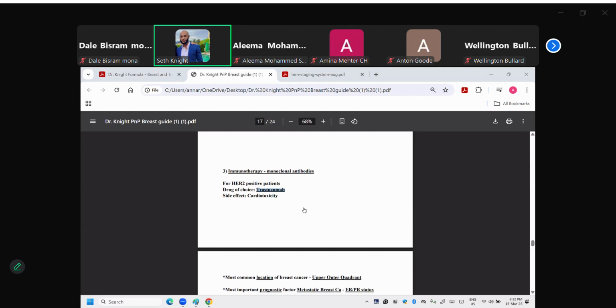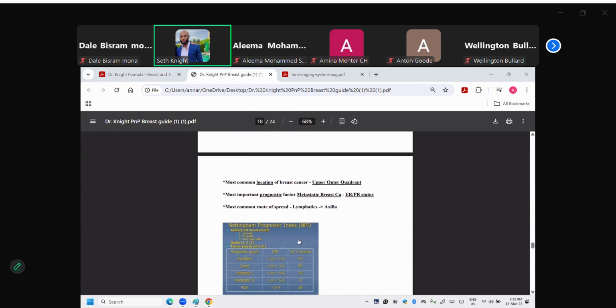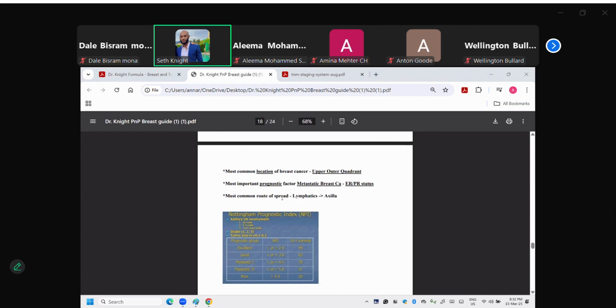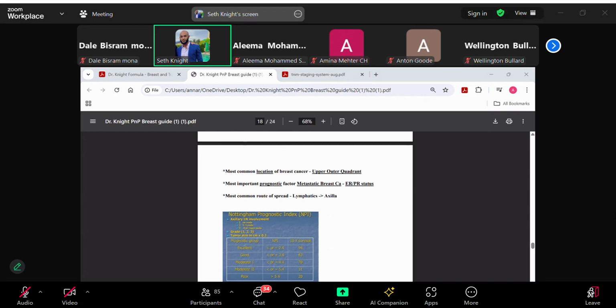All right, good. And so this is just a picture of the Nottingham Prognostic Index. We spoke about the most common location, upper outer. We said the most important for metastatic was ER/PR. That is correct. But overall, the most important prognostic factor is axillary lymph node status. The most common route of spread for breast cancer is lymphatics. But if it's already metastasized, for all cancers, the most common route of spread is via the blood, so hematogenously. The most common site of metastasis is the bone, right? So remember, it goes bone, brain, liver, lung.